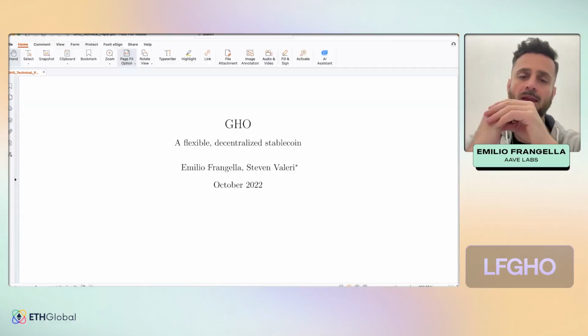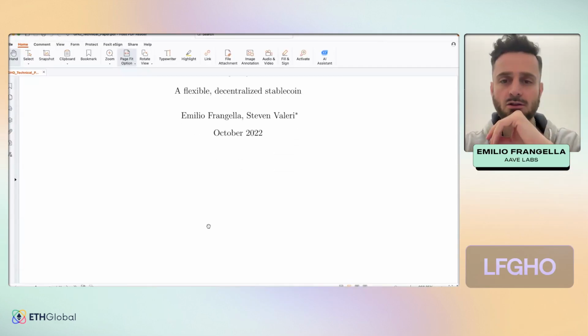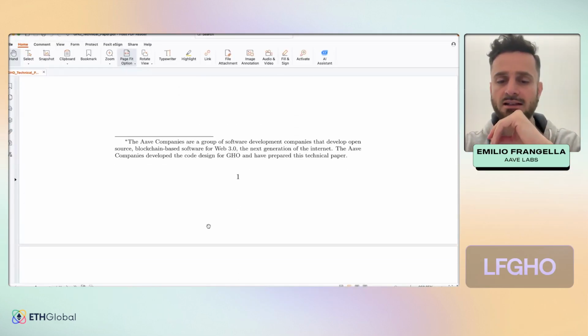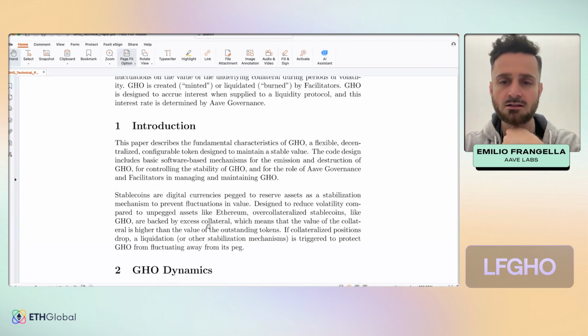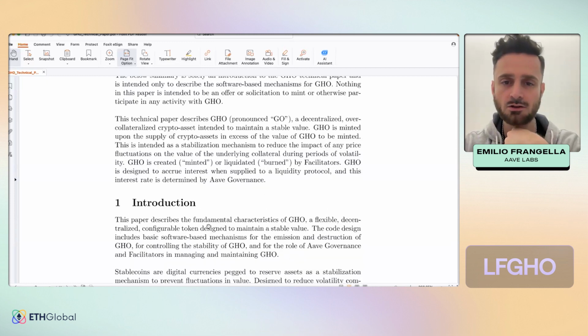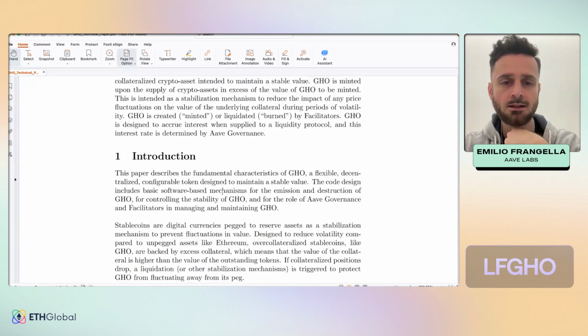And once that topic is clear, I will start diving a little bit into the Go smart contracts and how we integrated Go within the Aave protocol. So let's start from the beginning. As I mentioned before, Go is the native stablecoin of the Aave protocol and of the Aave governance. It is pronounced Go, so the H is muted.